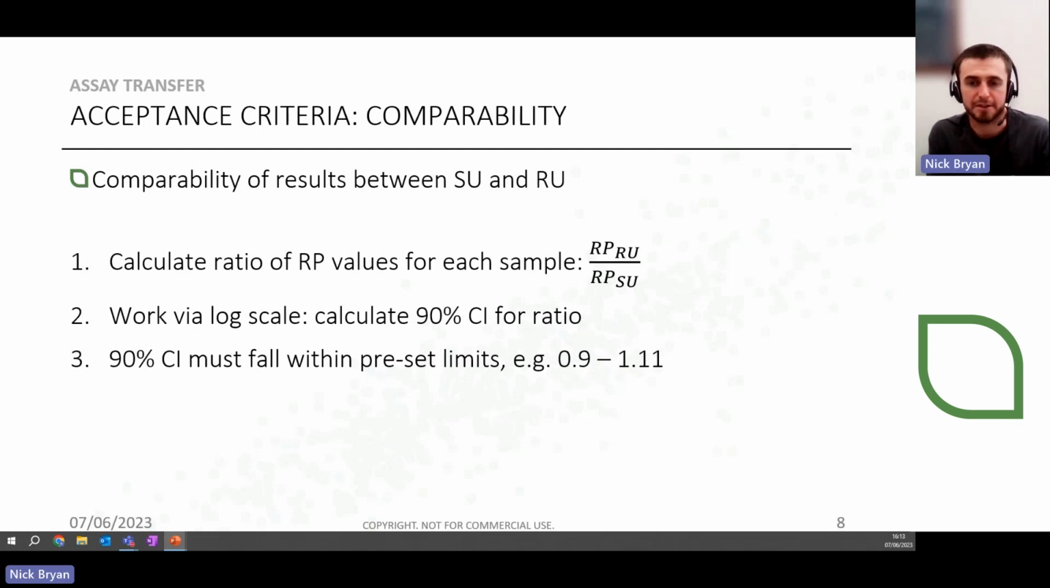And then we would have to predefine, before starting the study, some acceptable limits. Commonly, we would want these to be symmetric on the log scale. So for example, we could go for 0.9 to 1.1 or 0.85 to 1.25. We can also just set our own limits relative to what's acceptable for the assay or for the given assay transfer.